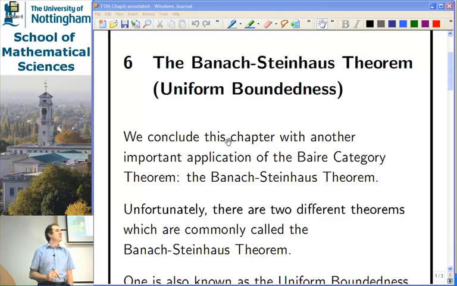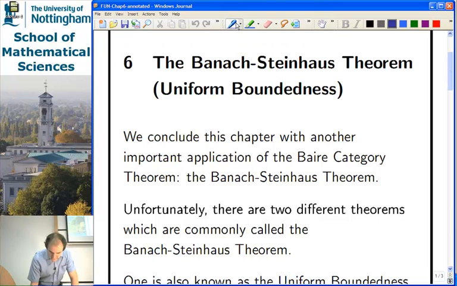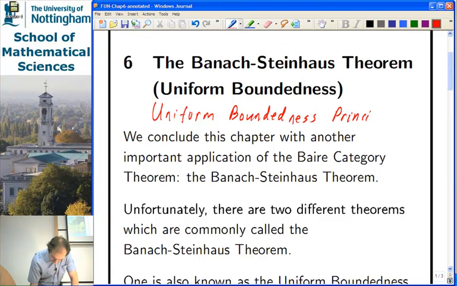So our next task is to do Chapter 6 on the Uniform Boundedness Principle, or the Banach-Steinhaus Theorem. I think we're going to be focused on what I call the Uniform Boundedness Principle. And then it has a corollary, which is also called Banach-Steinhaus.